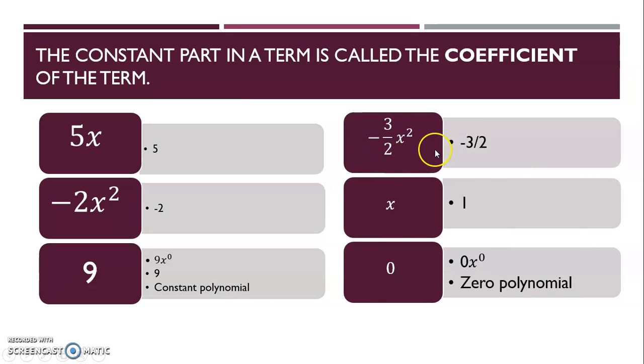So now let us look at, okay, the coefficient of this term is minus 3 by 2. The coefficient of x is 1. And next we have the 0 polynomial.